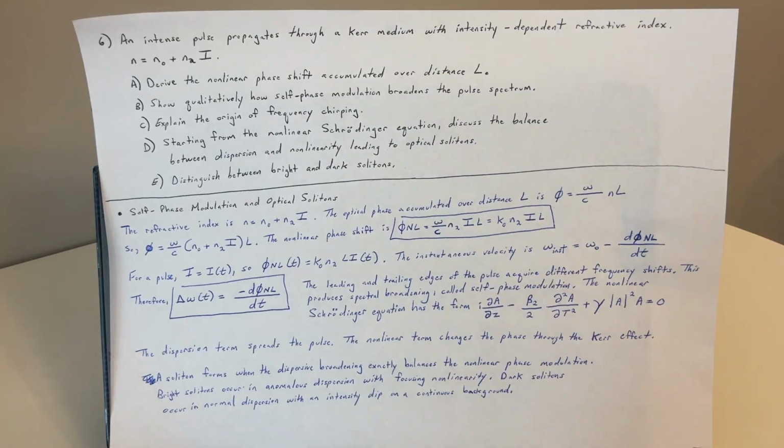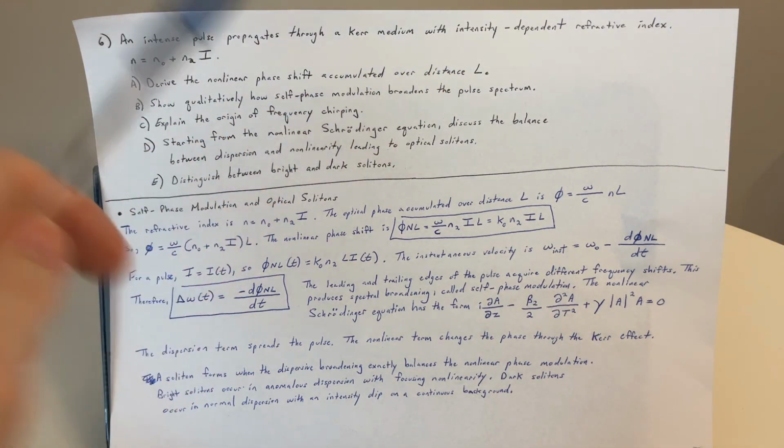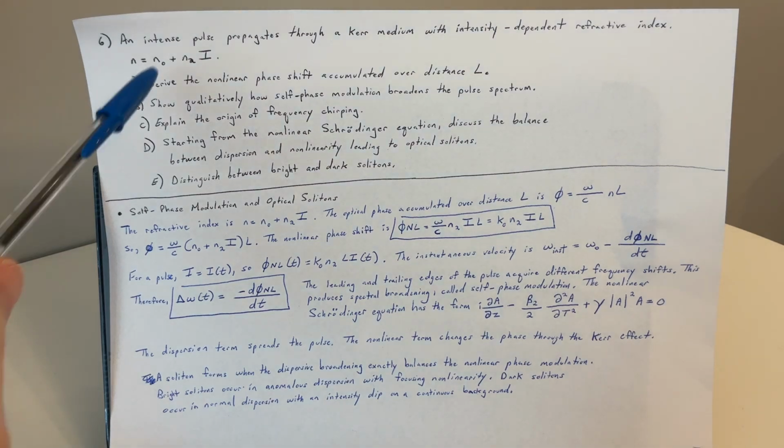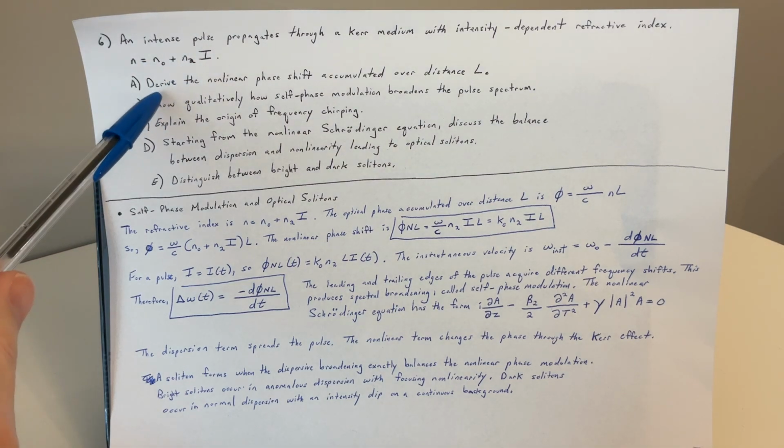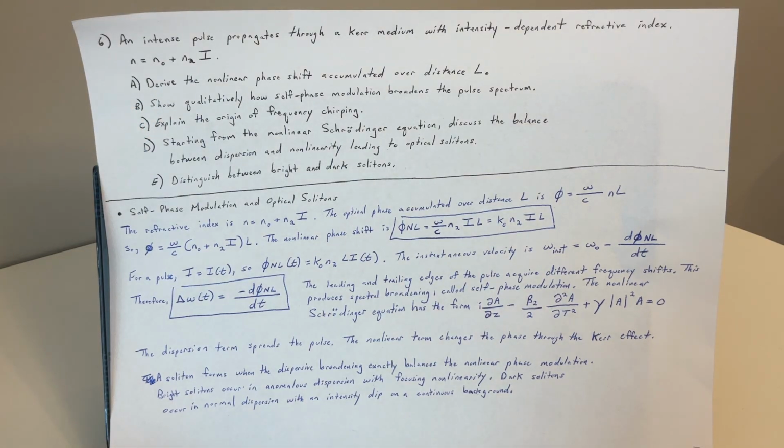Okay, number 6: an intense pulse propagates through a Kerr medium with intensity-dependent refractive index, n equals n naught plus n sub 2 I. Part A, derive the nonlinear phase shift accumulated over distance L. Part B, show qualitatively how self-phase modulation broadens the pulse spectrum. Part C, explain the origin of frequency chirping.